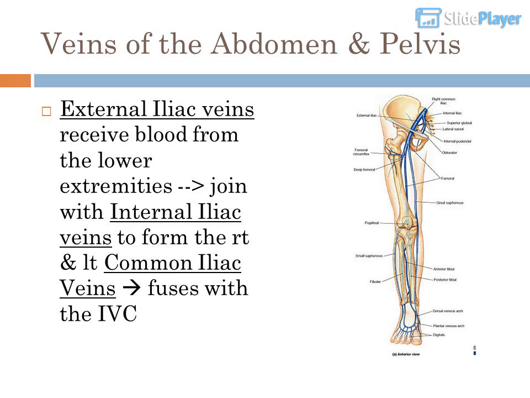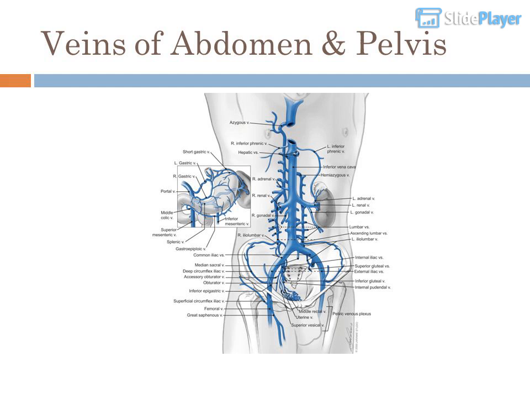External iliac veins receive blood from the lower extremities, then join with internal iliac veins to form the right and left common iliac veins, which fuse with the IVC. Veins of the abdomen and pelvis.